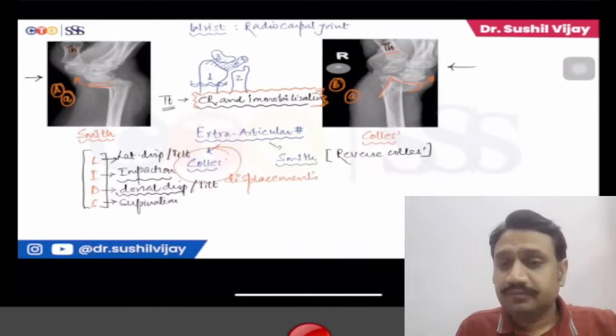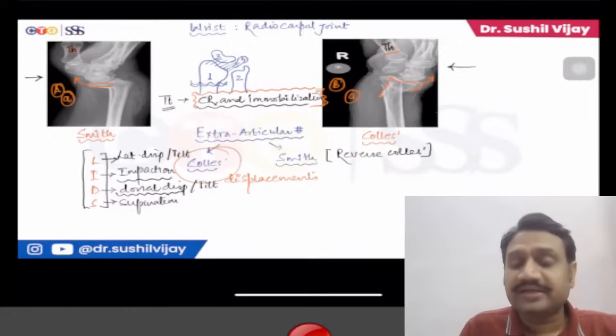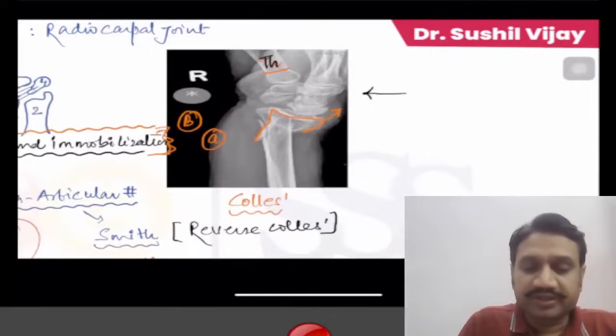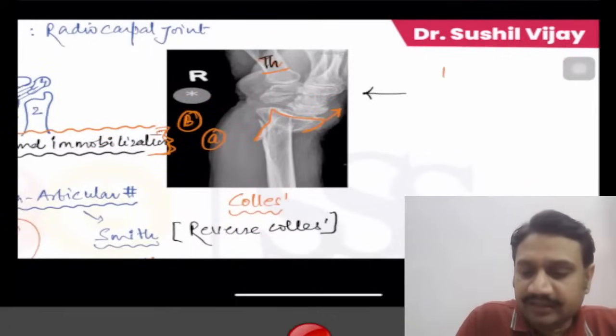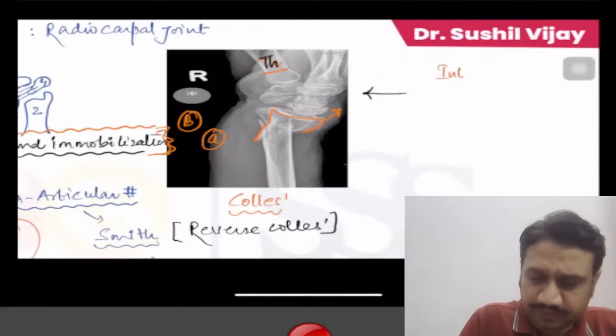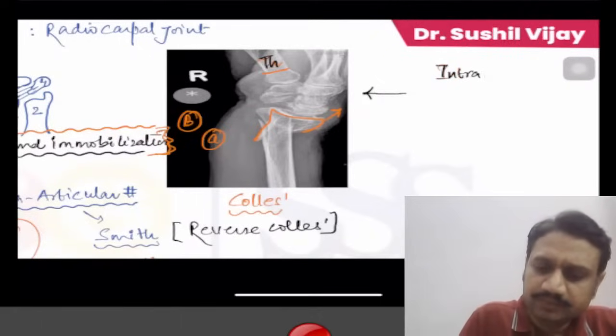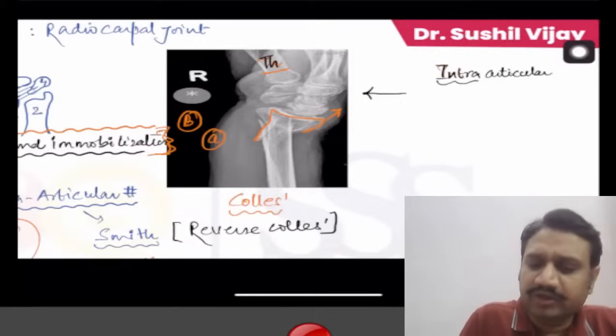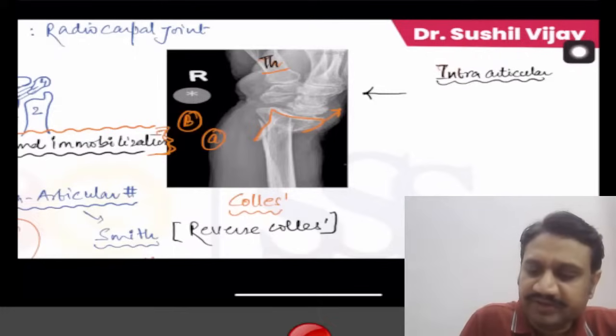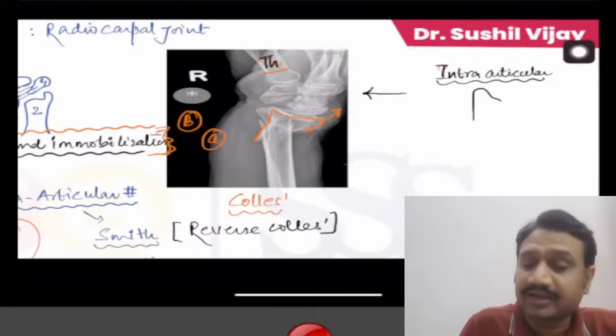See, open reduction, these are two extraarticular injuries. What are the other two injuries which can happen in the wrist area? The other one is intraarticular. I'll use the black. So what are the fractures which go into the articular area? Intraarticular means when you look at the distal radius, the fracture goes like this or here like that.